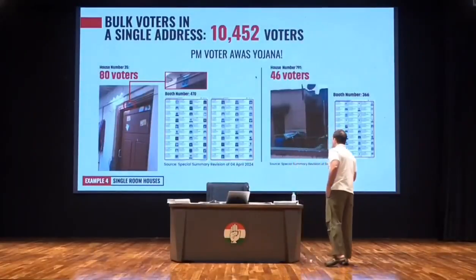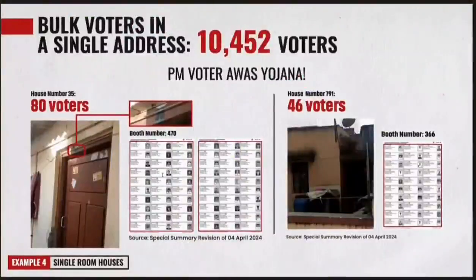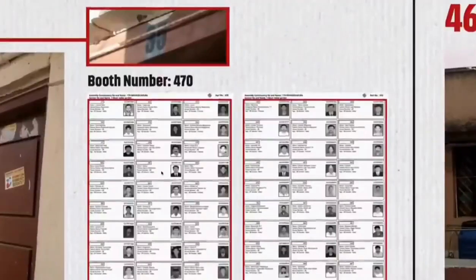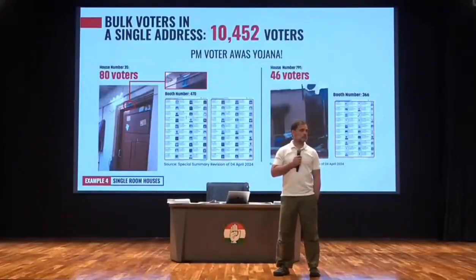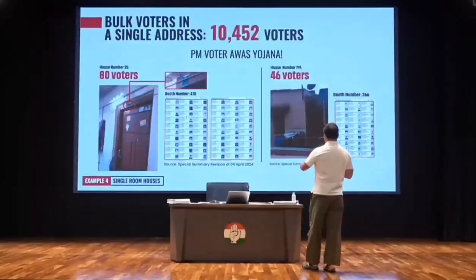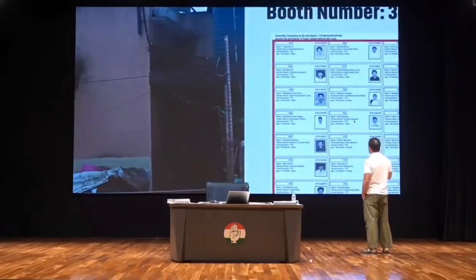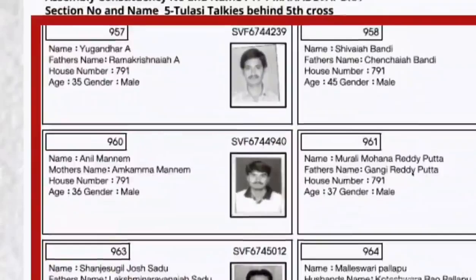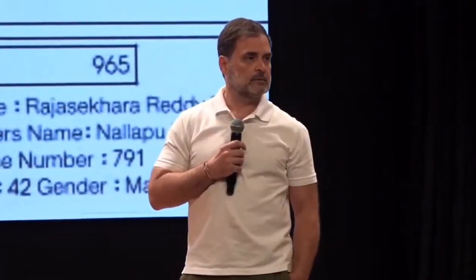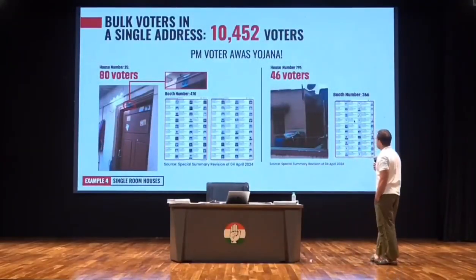Next, here is house number 35. 80 voters live in this house. We sent people to check. They got beaten up. These 80 people live in this house. It's a single room house. Here's another one. Booth number 366. Zoom in on this. 46 voters, all from different families, living in a single bedroom house. And when we go there, they don't exist. Zoom out. So that's a single bedroom, 46 voters living there.